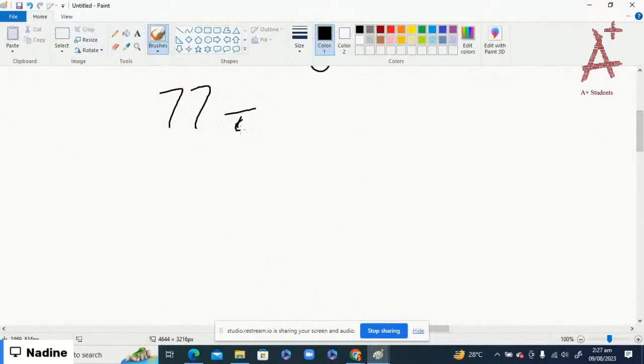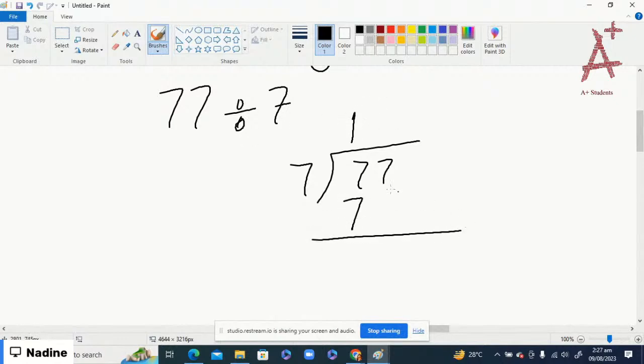77 divided by 7. Let's divide. Okay, so here are two numbers. 7 times which number is 7? This is so simple. 7 times 1 is 7. Now let's subtract: 7 minus 7 is 0.